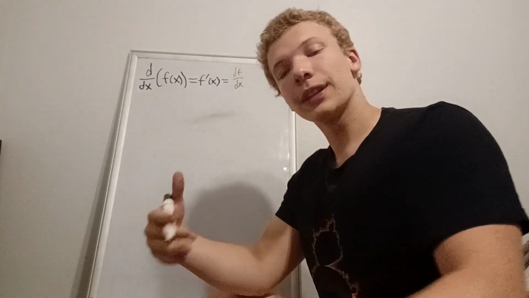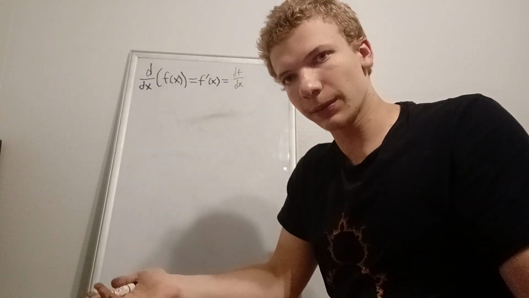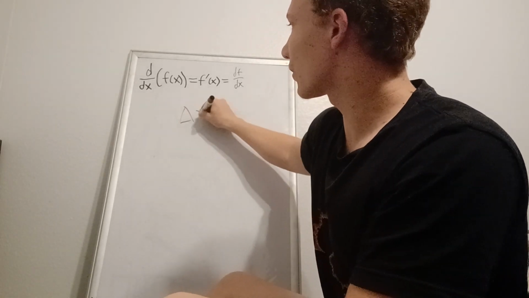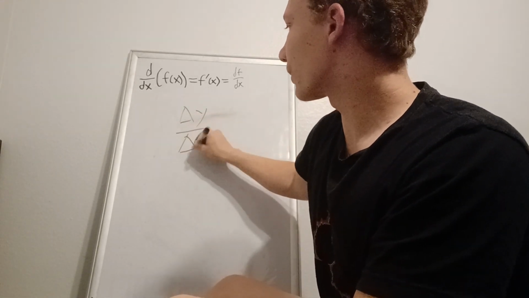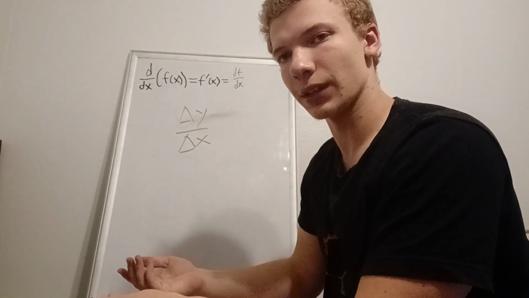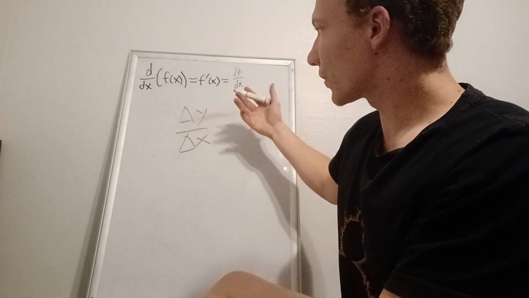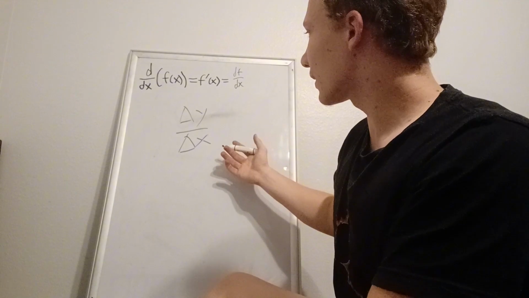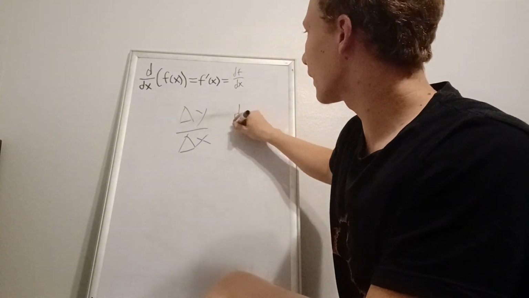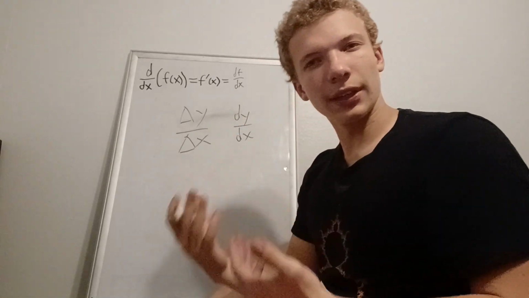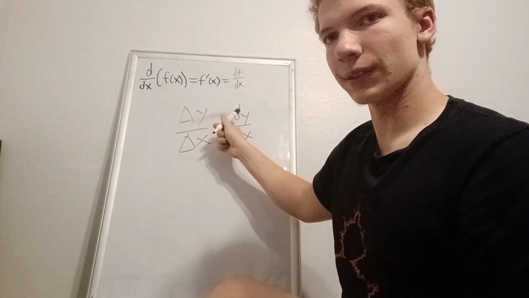So what does that exactly mean? It means that a derivative has to be defined in terms of slope. And slope, this is classic, change in y over change in x. Remember this triangle, delta, it just means change in. So slope is change in y over change in x. Now, that looks very similar to something like dy dx. So what's the difference between this delta and this d?